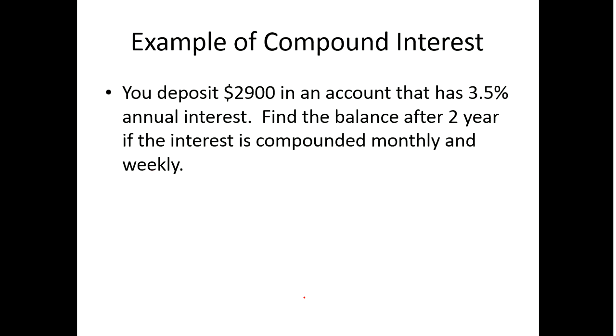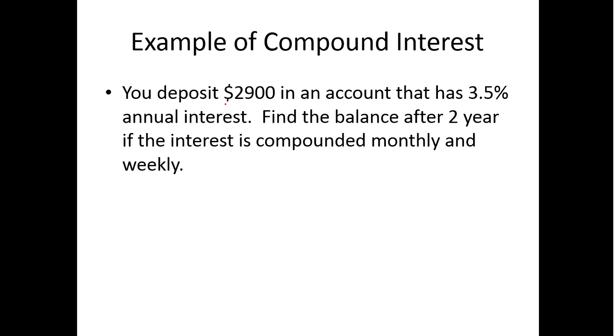Let's take a look at an example of compound interest. You're going to definitely want to write these down, okay? You deposit $2,900 in an account that is 3.5% annual interest. Find the balance after 2 years if the interest is compounded monthly and weekly.